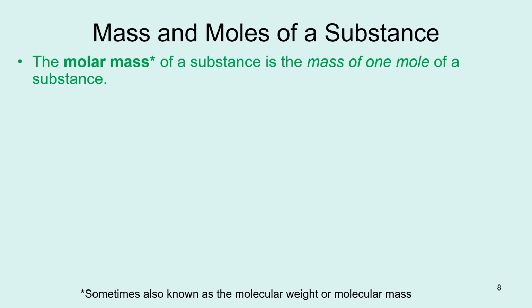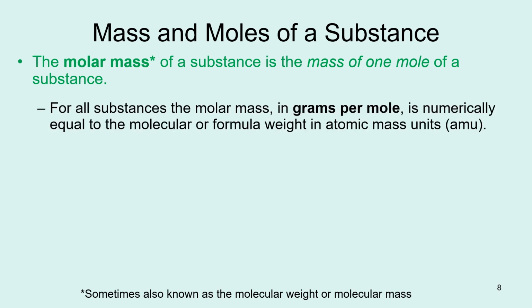They all kind of mean the same thing, but molar mass or molecular weight is probably the term I use most of the time. It's just the mass of 1 mole of any substance. Like we said, 1 mole of carbon is 6.022 times 10 to the 23rd carbon atoms, but it also weighs 12 grams, which is its atomic weight. So for any substance, the molar mass in grams per mole, that's the unit, grams per mole, is numerically equal to the molecular or the formula weight or the atomic weight in AMU units.